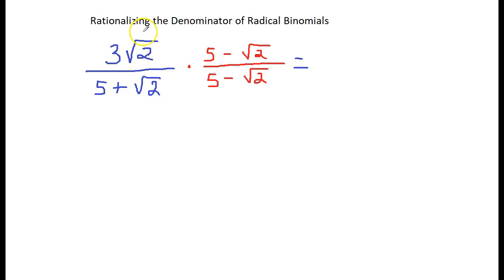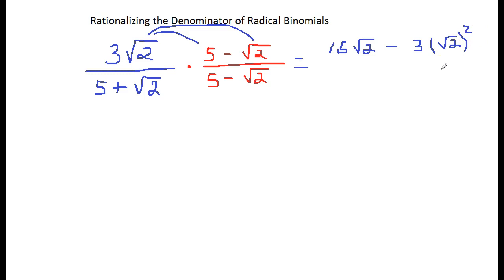So, in the numerator, since this is one term, I am going to distribute. So 3 radical 2 times 5. 3 times 5 is 15. So I have 15 times the square root of 2. Okay? Then I have to take my 3 radical 2 times negative radical 2. Well, I have a positive times a negative, so that's going to give me a negative. And I have 3 times radical 2 squared.